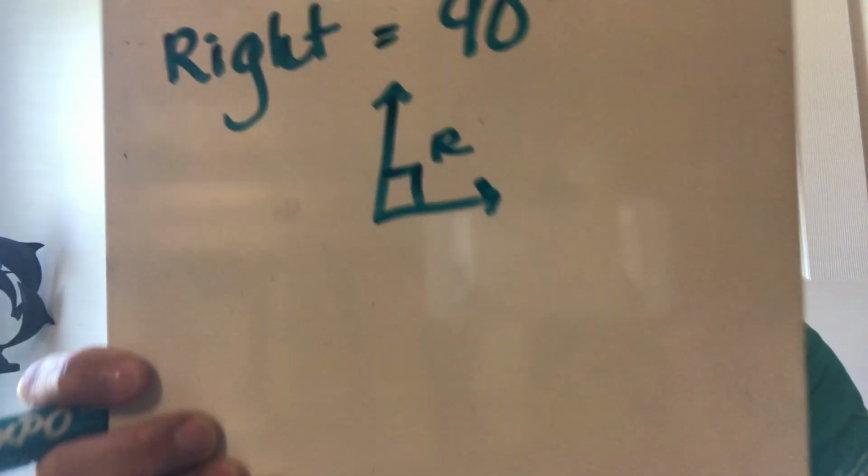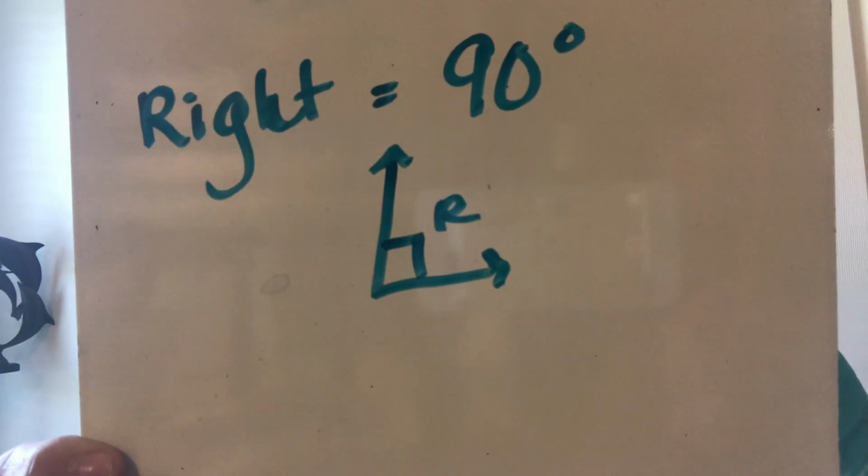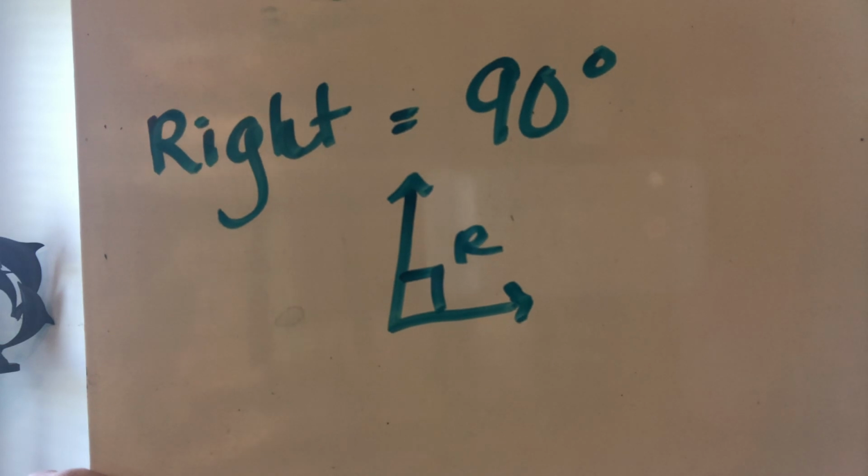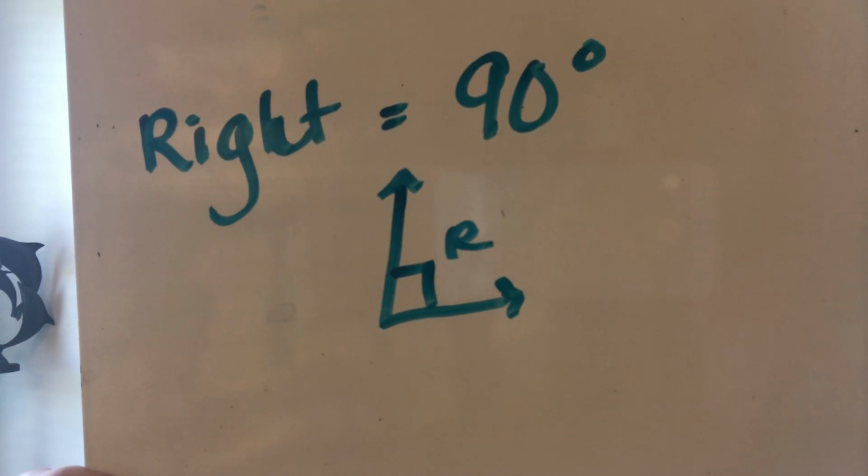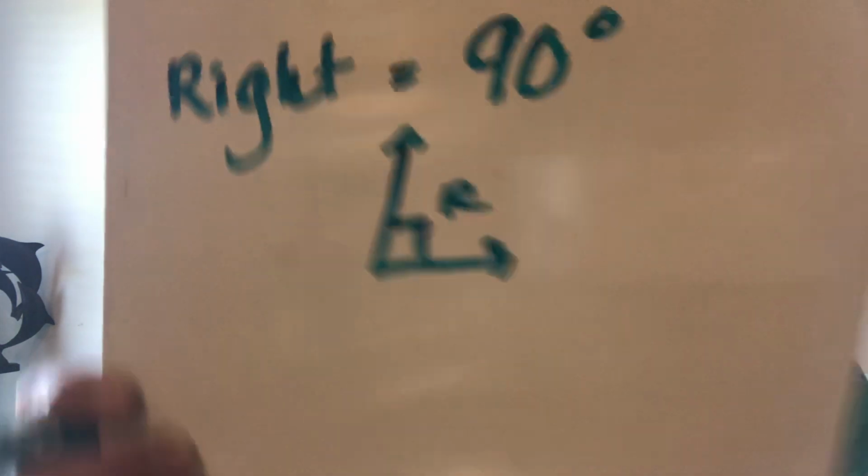A right angle is only one thing. What is it? It is exactly 90 degrees. Period, end of statement. It is 1/4 of a circle, but in this case, that angle, R, is a right angle. 2 lines, they intersect, they're perpendicular to one another, 90 degrees, right angle.